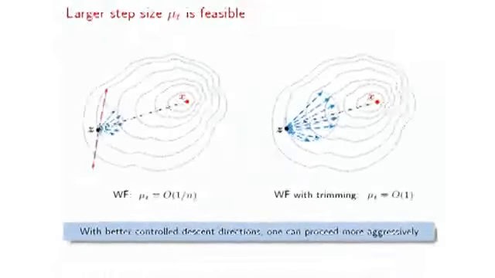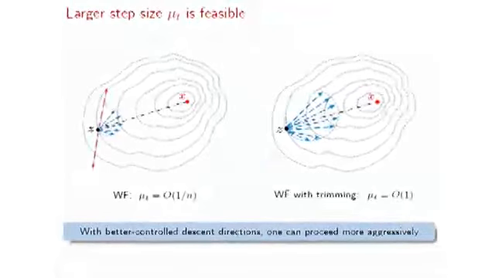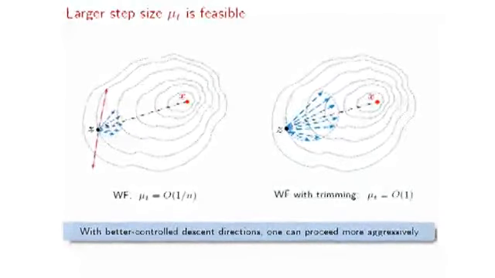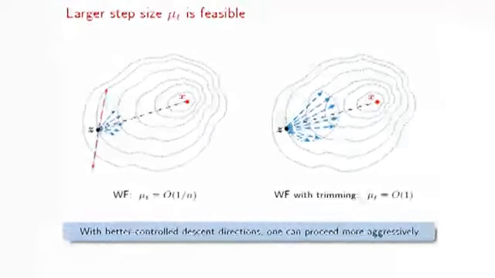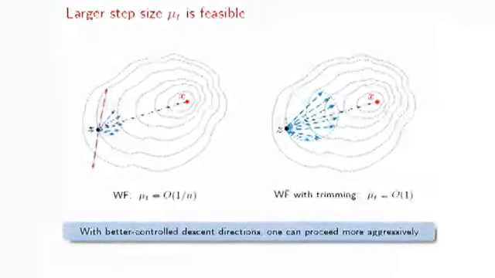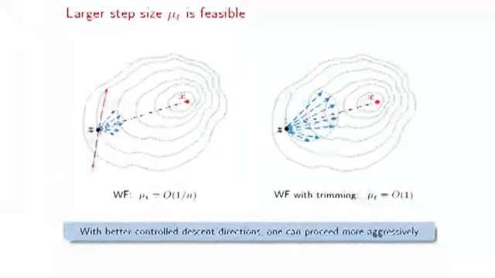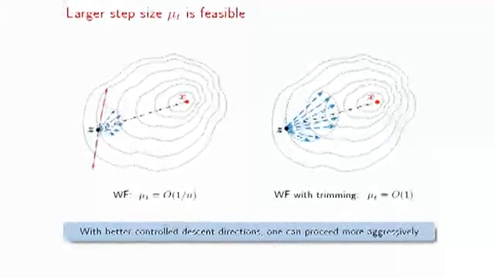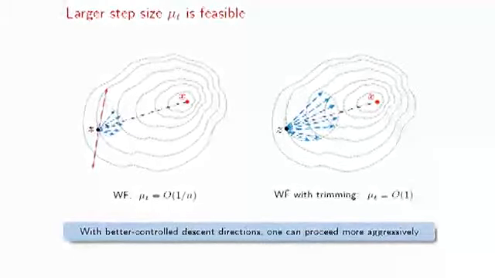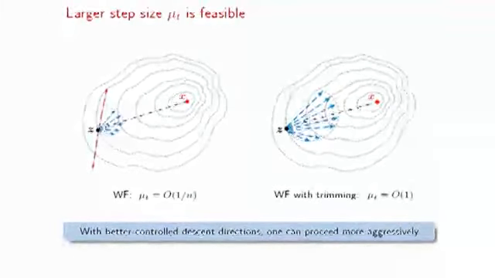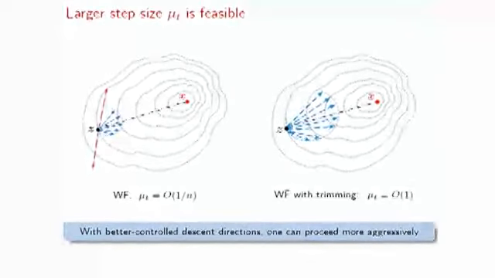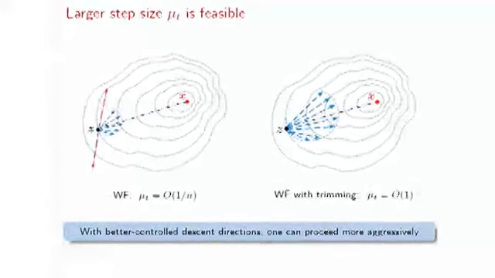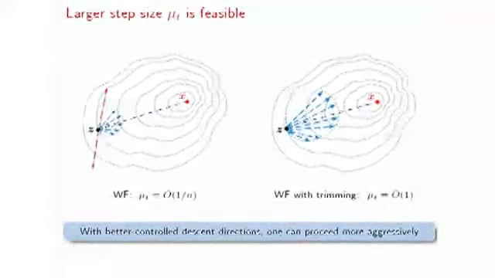In fact, without this trimming procedure, because the gradient components are not well controlled, we need to choose the step size to be very small in order to avoid overshooting. But after this trimming, we get a much more stable descent direction, so we can move much faster and much more aggressively than in the previous case. This is the reason that we get great computational benefits.